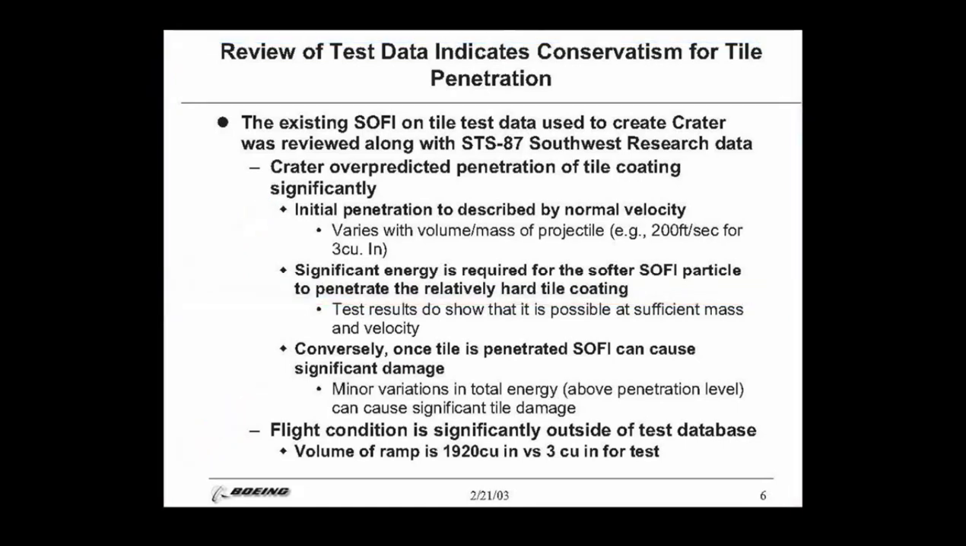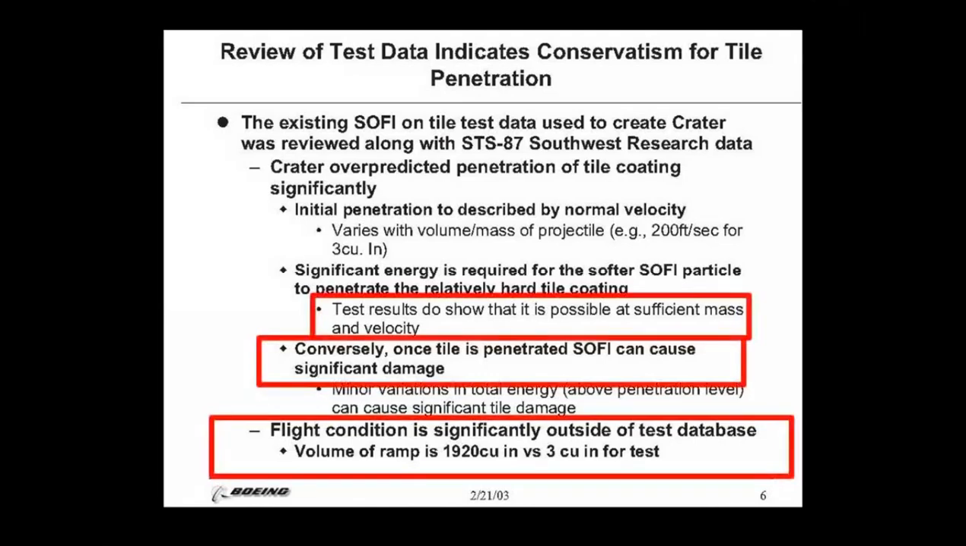I'm going to help you with some boxes here and some essential paraphrasing. Spray-on foam insulation can penetrate the hard tile coating of the thermal protection system. And if it does, it could do a lot of damage. And by the way, the impact is 640 times what we tested for in our model. So we really don't know what this means for the astronauts currently orbiting space in this shuttle.